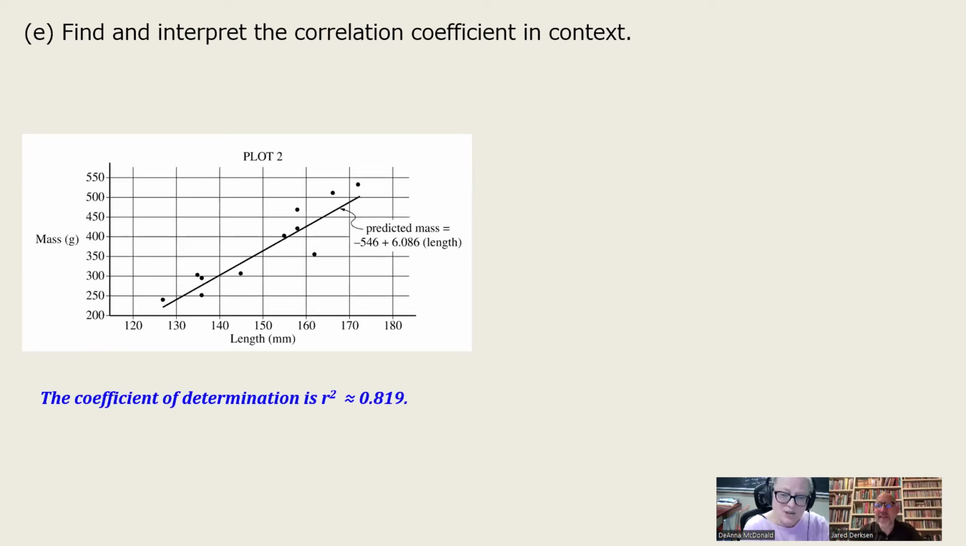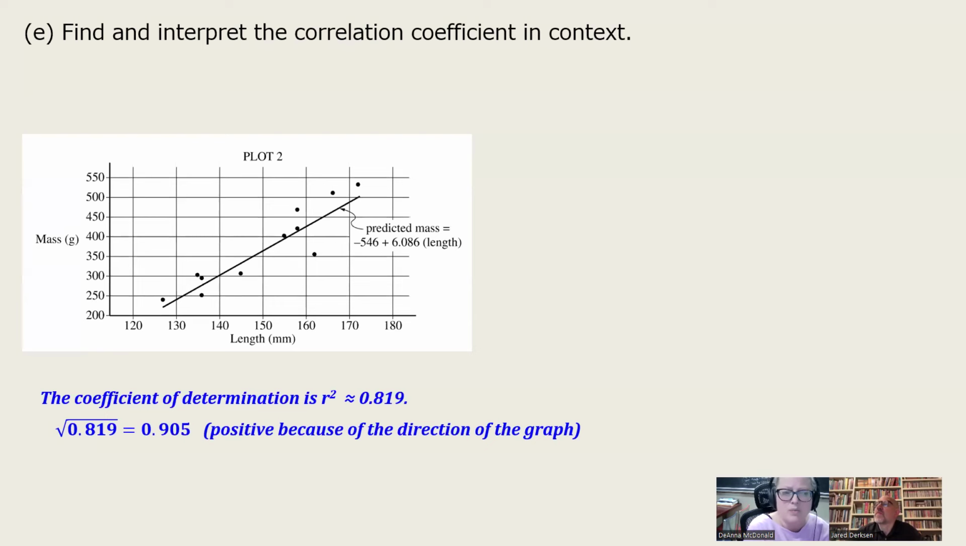So the coefficient of determination, I'm going to go back to that. R squared is equal to 0.819. Now, here's an important point about R squared. I'm going to take the square root of R squared in order to get the correlation coefficient R. But remember, when you take a square root, there are two possible values. One of them is positive, the other one is negative. You have to pick the one that matches the direction of your scatter plot. The direction of my scatter plot is positive, so when I take my square root, I'm going to choose the positive value, 0.905, because of the direction of the graph.